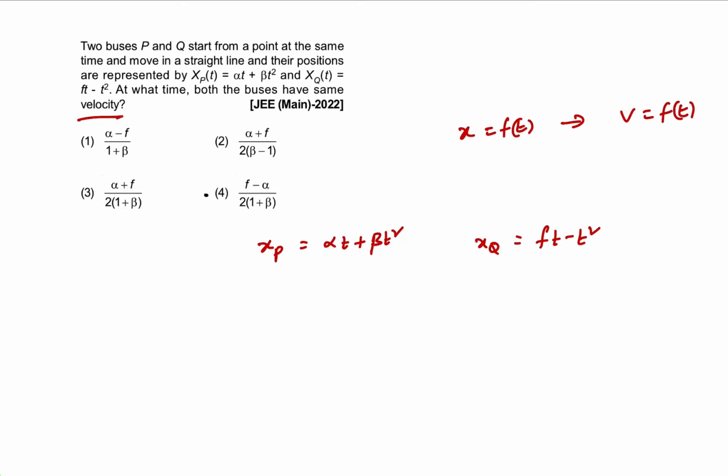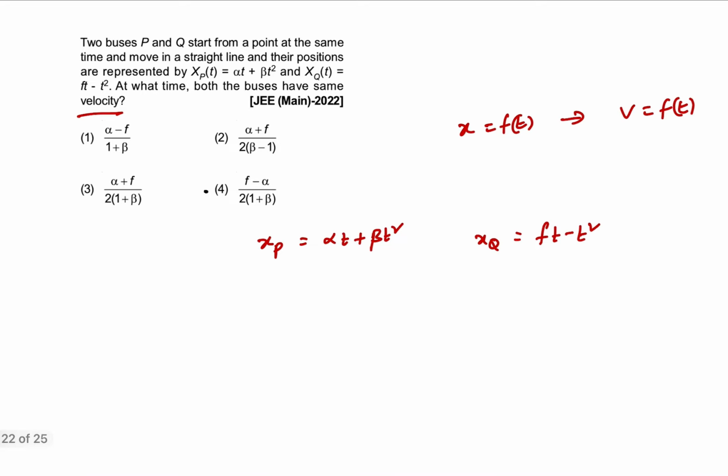Next, two buses P and Q start from a point at the same time and move in a straight lane. Their positions are given: first xp is given as alpha t plus beta t square, and xq is given as f t minus t square. We can see x is a function of time taken t. We need velocity. At what time do they have the same velocity? V as a function of time you want. How do you calculate velocity as a function of time?